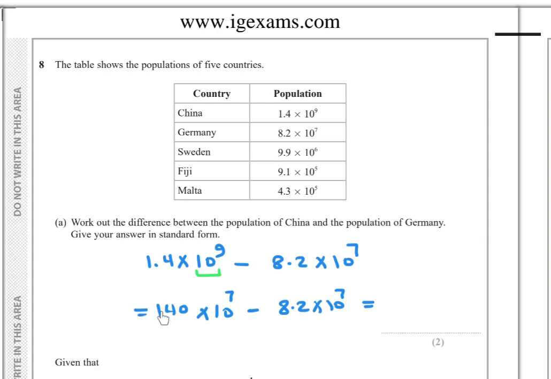Now 140 minus 8.2 is 131.8 times 10 power 7. We can change this number to be between 1 and 10, so it will be 1.318 times 10 power 9. Or you can write this number in ordinary form and that one in ordinary form, then subtract, then write in standard form.